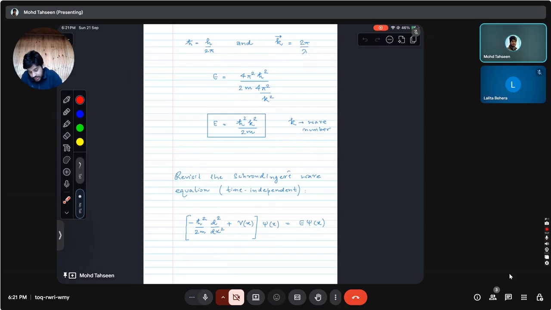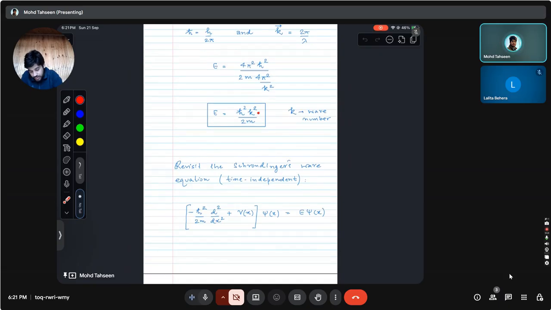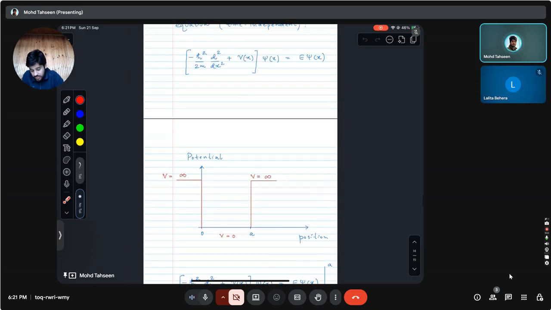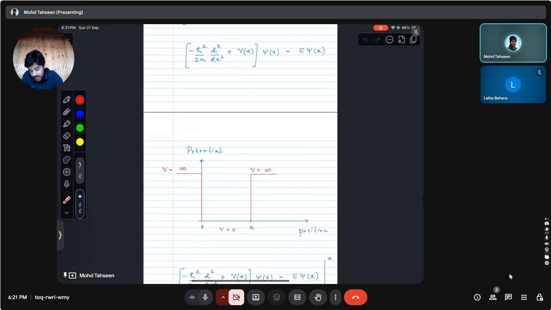Finally, if we have this information of how energy depends on the wave vector k, we can solve Schrodinger's equation for this system, right? So we imagine our system to be like this. It's confined to move in a space of 0 to a, and the potential is infinite here and infinite here, meaning our particle cannot leave this well.